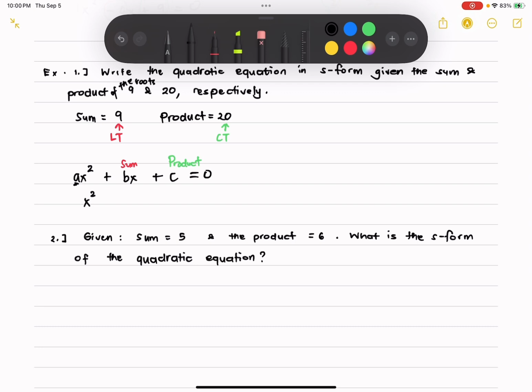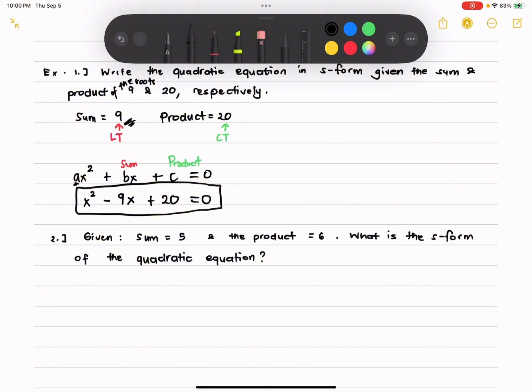Next. Sum natin dito, ang given natin is 9. That means, get the opposite of 9. That will give us negative. So, negative 9x. And the product is 20. So, plus 20 equals 0. This is now our quadratic equation. So, yun yung sagot natin for number 1. Diba? Napakadali.